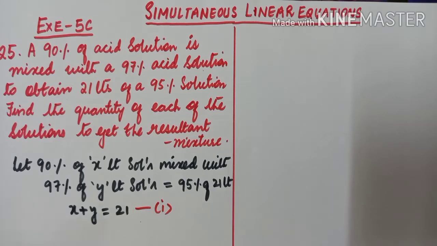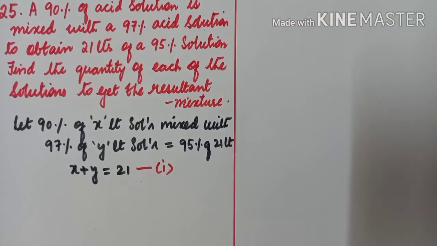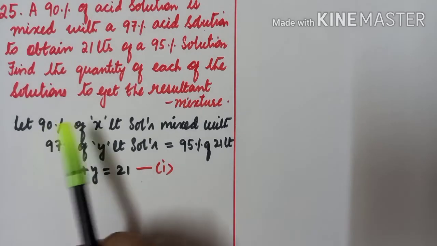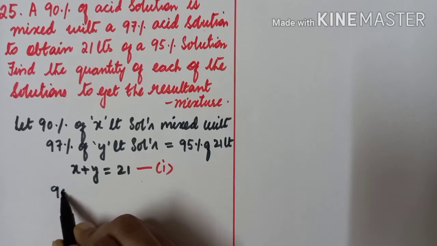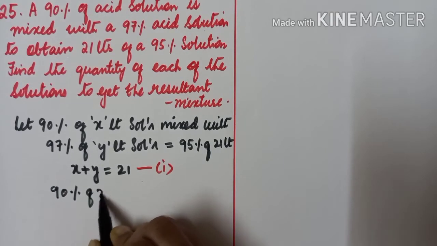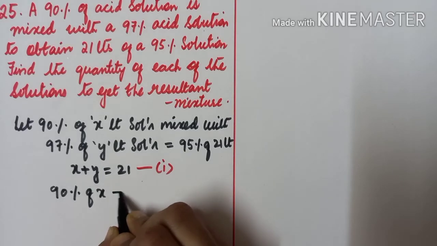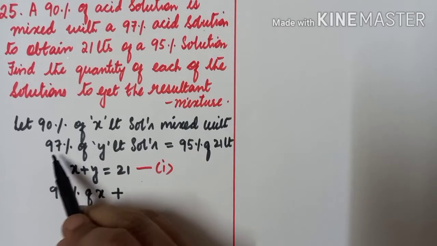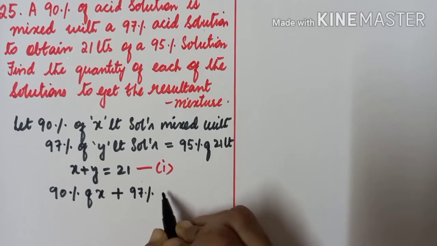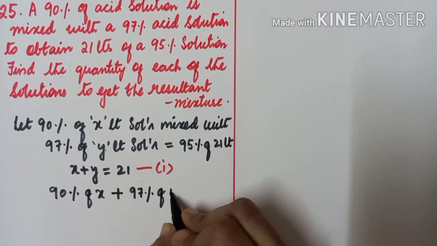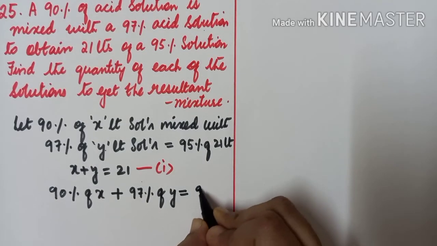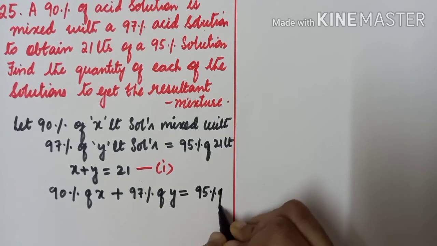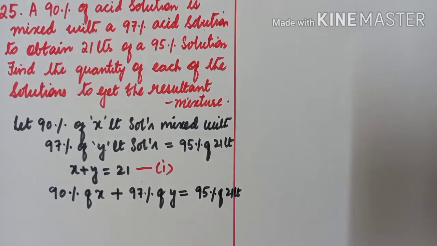Now let us see equation 2. Here 90% of x liter solution, let me write it, 90% of x, is mixed with 97% of y. What we are getting after mixing is 95% of 21 liters. This is the statement given which you convert into an equation.